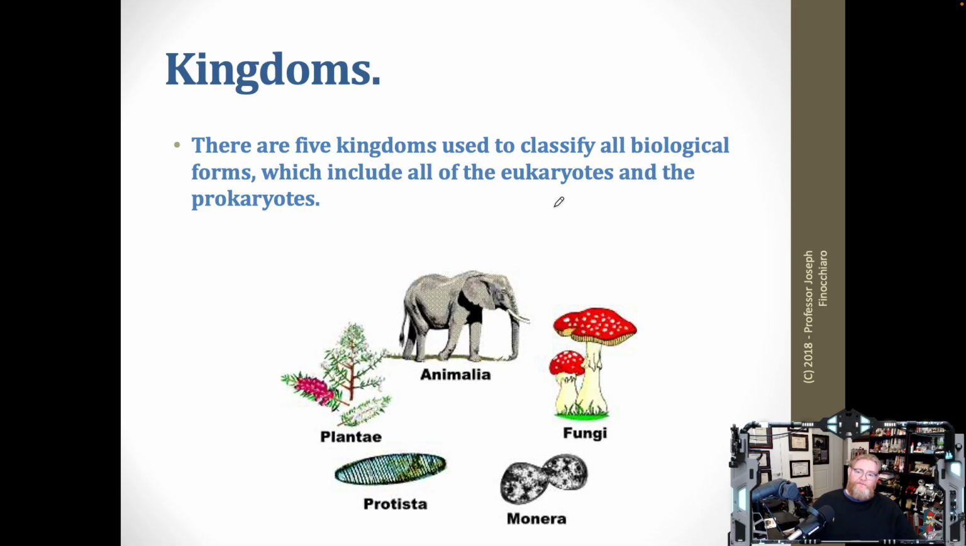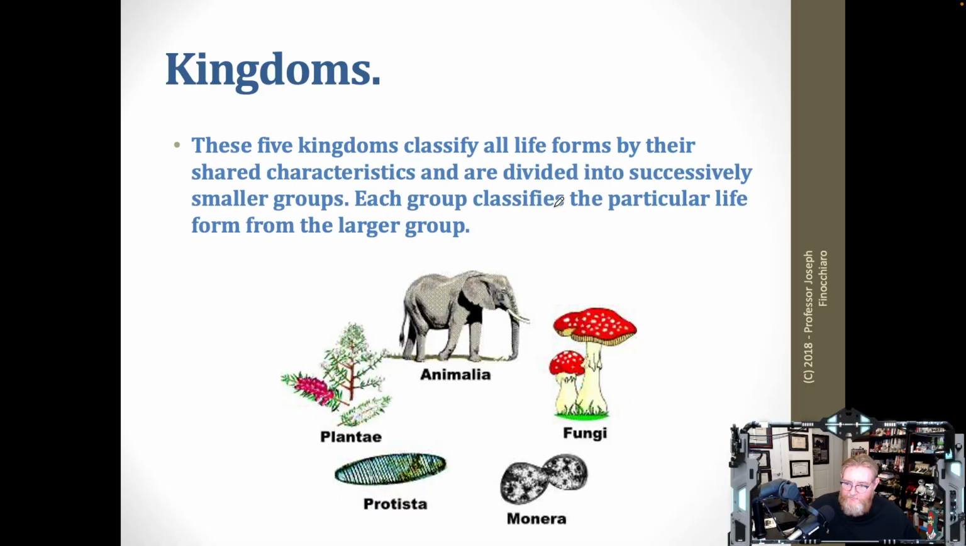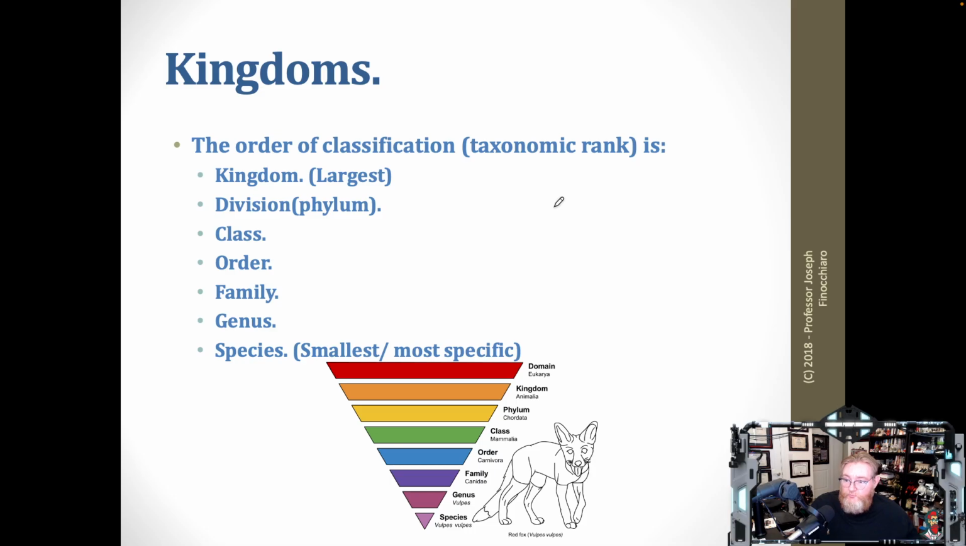Kingdoms. There are 5 kingdoms used to classify all biological forms, which include all of the eukaryotes and the prokaryotes. The 5 kingdoms are Monera, Protista, Fungi, Plantae, and Animalia. Okay, Monera, also known as Prokaryote, Protista, Fungi, Plantae, and Animalia. These 5 kingdoms classify all life forms by their shared characteristics and are divided into successively smaller groups. Each group classifies a particular life form from a larger group.